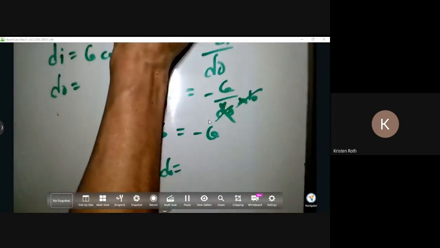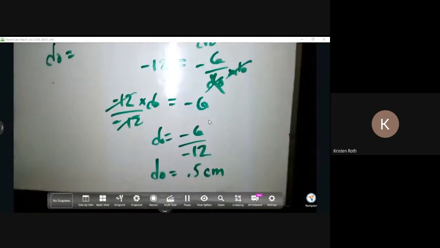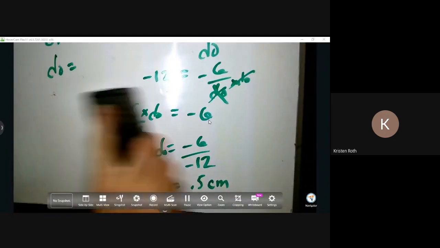And you're not even following me anymore. Do equals negative 6 over negative 12. So our distance of our object is going to be, I don't even have to calculate it, 0.5 centimeters. Is that what everyone else got? Yep. That's right. Okay. Good. Oh, sorry. I didn't show the answer. Answer, 0.5 centimeters. Okie dokie.